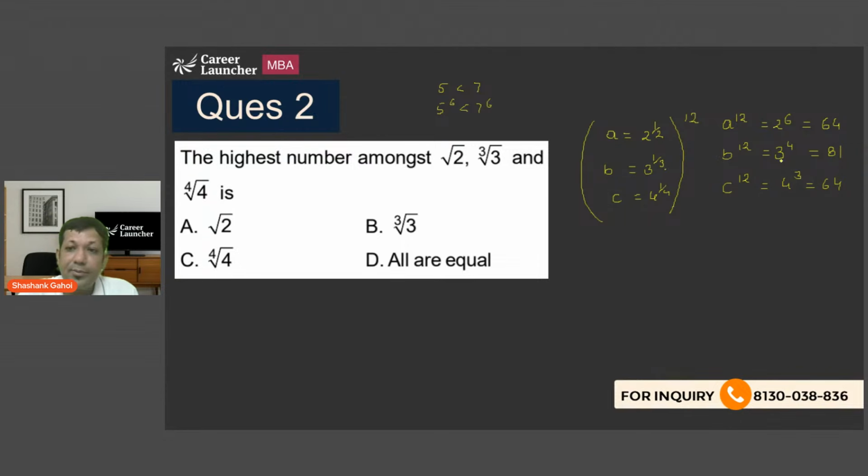Which is the largest number? That is b power 12. So if b power 12 is largest, it means b should be largest. So what should be the number? What is the largest number among those? That is going to be b is equal to cube root of 3.